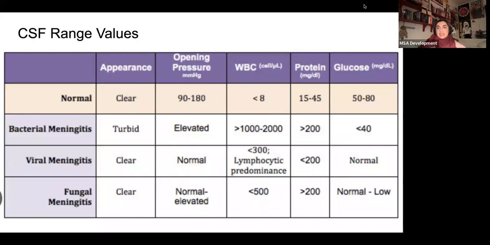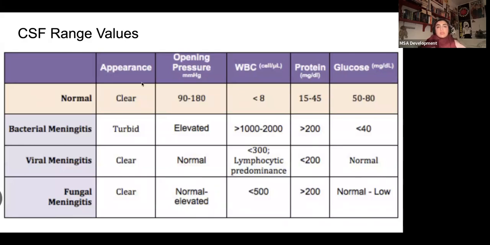Now we move on to the CSF. So the CSF range values are over here. It's very important to understand how to differentiate between normal, bacterial, viral, and fungal meningitis, mainly between bacterial and viral, because these are more common, especially bacterial meningitis. So we know that bacteria like to do a bunch of stuff. They like to take sugar as well. They like to grow. They like to make their own stuff in their own environment.